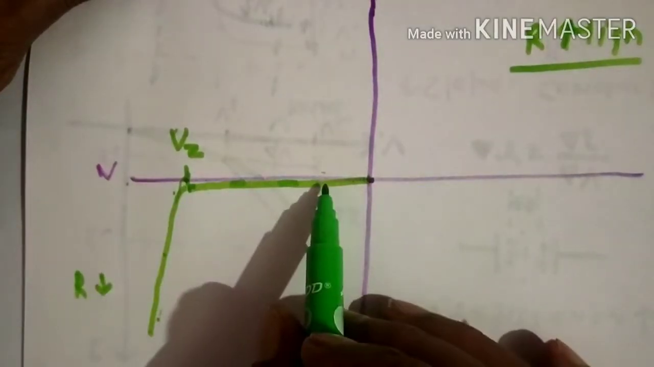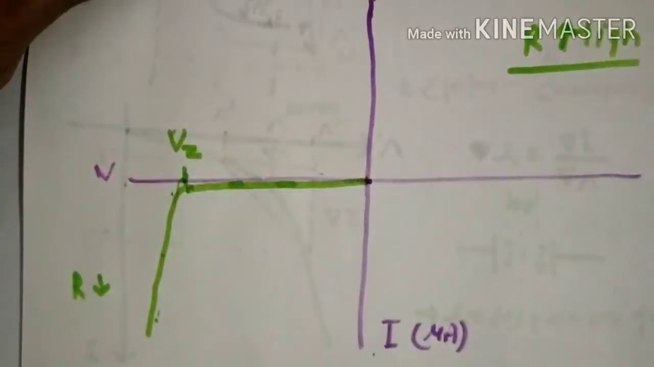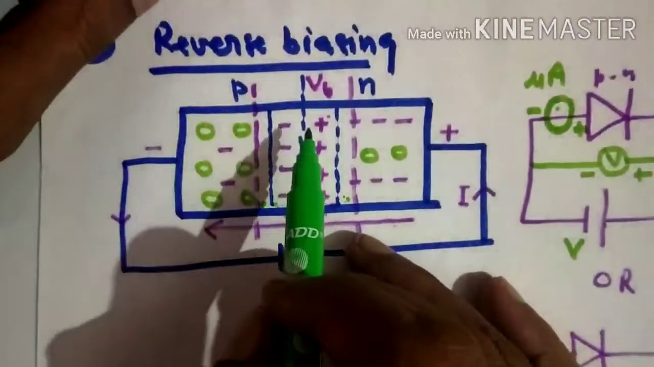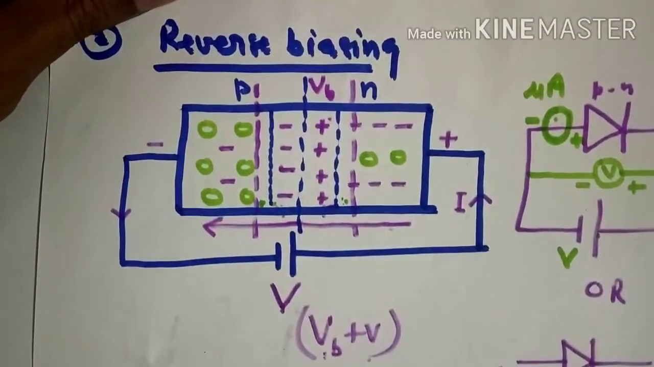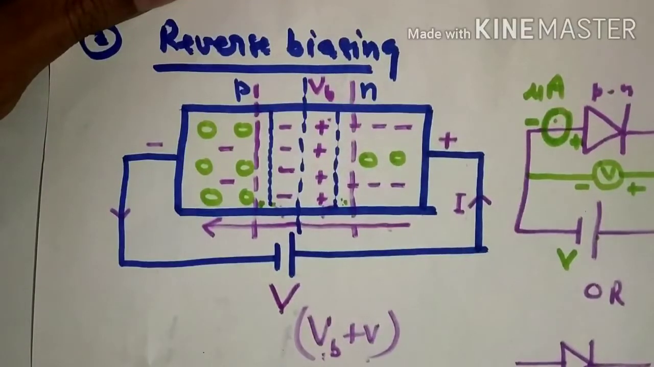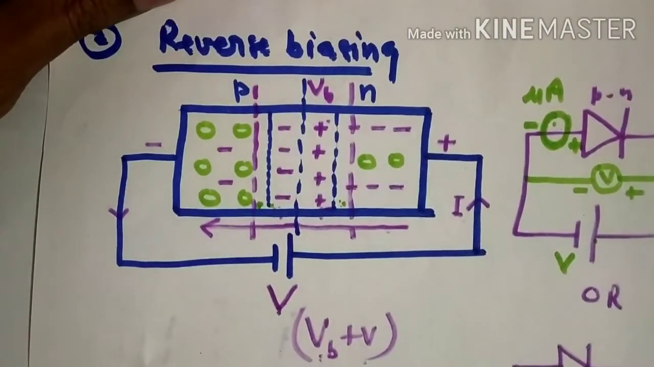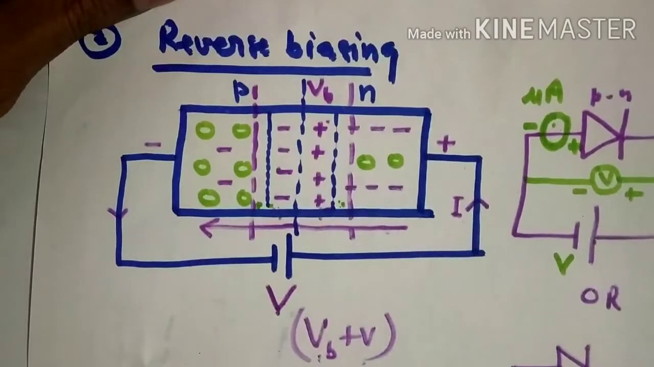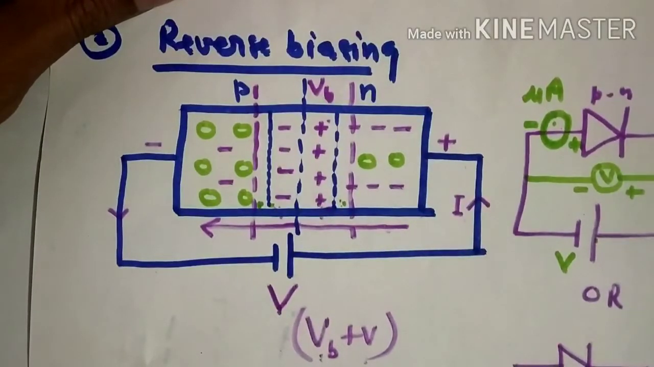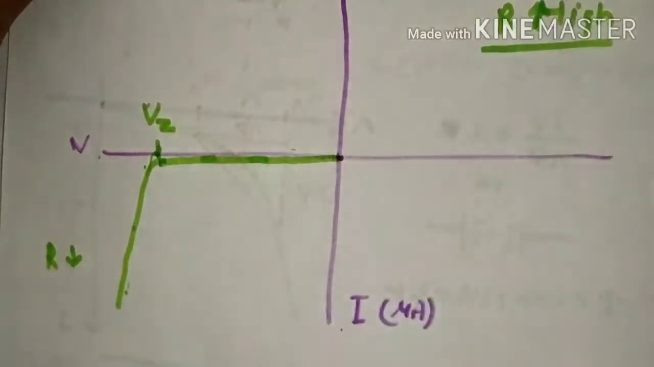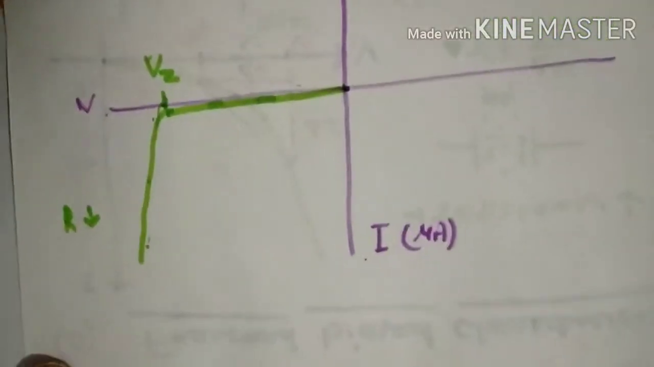But before the breakdown, resistance is very high. So again, this type of biasing of the diode does not follow Ohm's law. I had already told you the diodes are non-ohmic conductors, non-ohmic materials, so they do not follow Ohm's law. The graph is not straight.